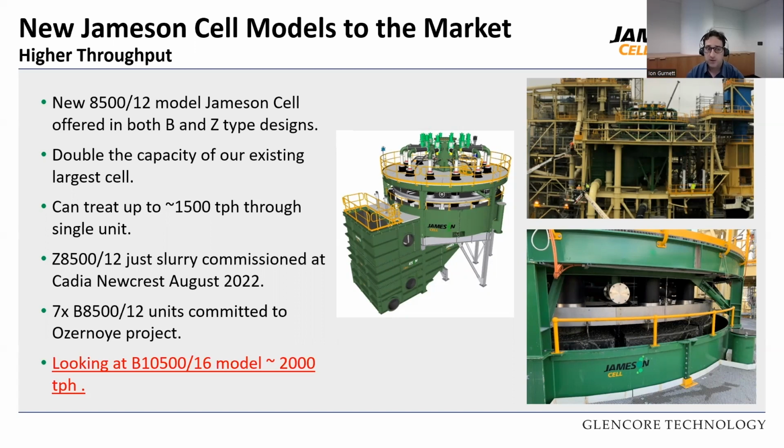Since then, we've had B8512 units committed to the Oz Norte project and have basic fundamental designs on the B10-1500. So the cells are getting bigger and hence the higher throughput they can handle. When you look at footprint constraints, that allows you to significantly reduce your footprint for those particular duties.